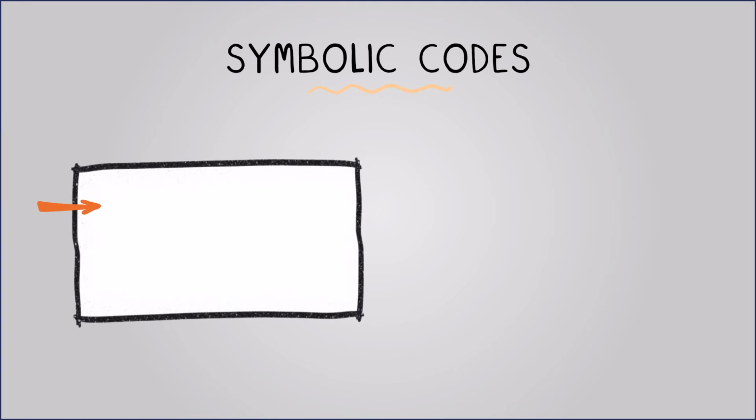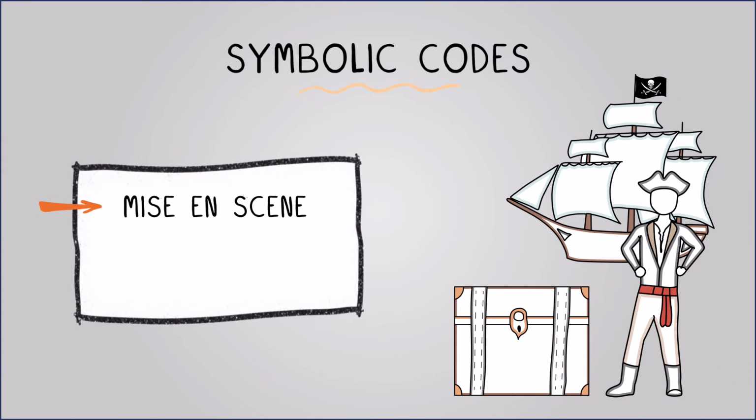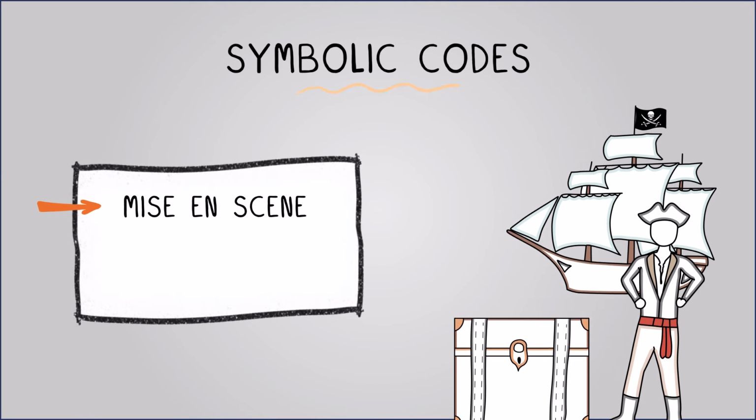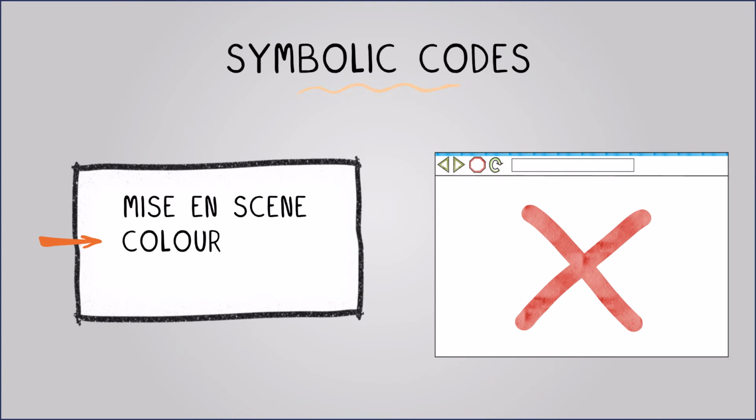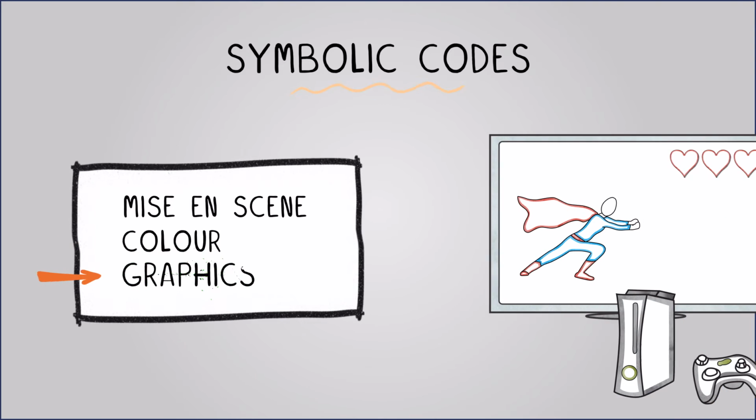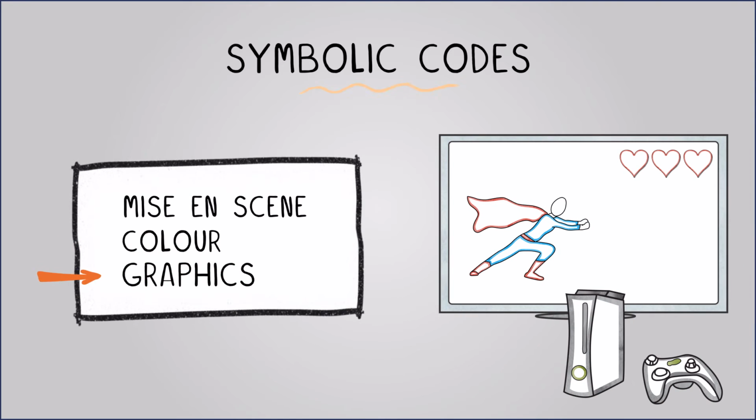Some common symbolic codes include mise-en-scene, such as using costumes and props that are accurate to the time for a period film. Color, such as using red in a pop-up message on a website to imply an error has occurred. And graphics, such as using hearts in a video game interface to imply that is the player's health.